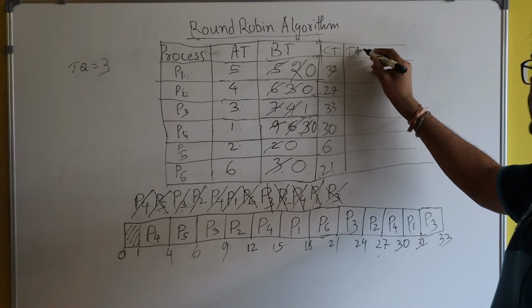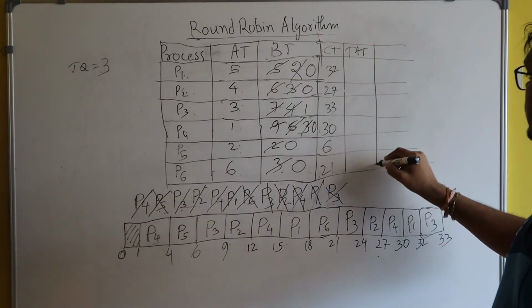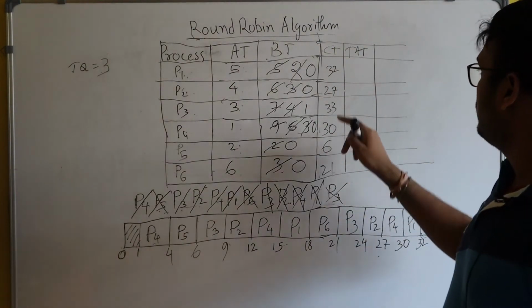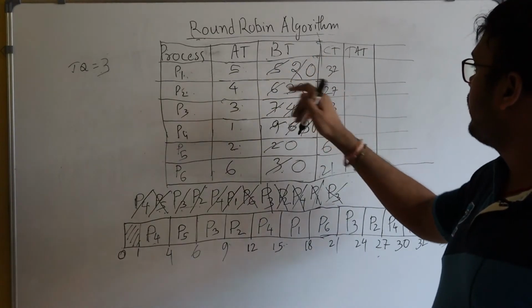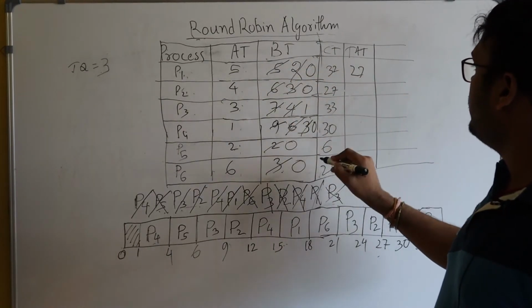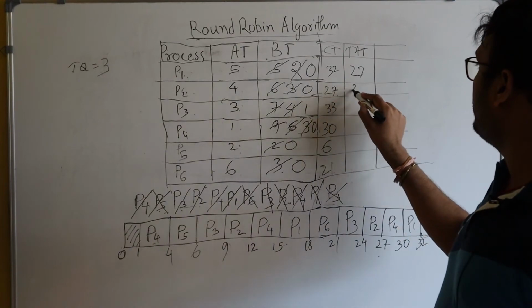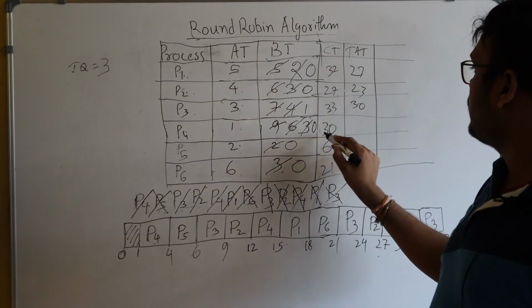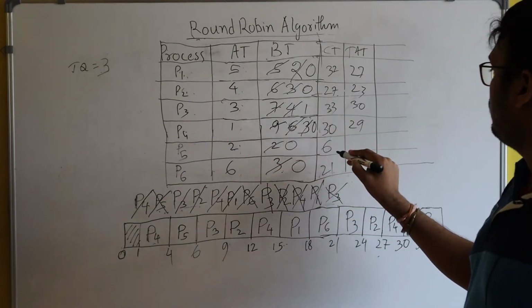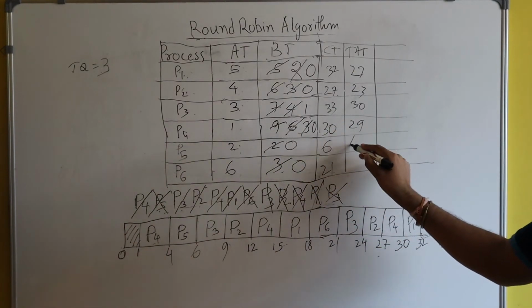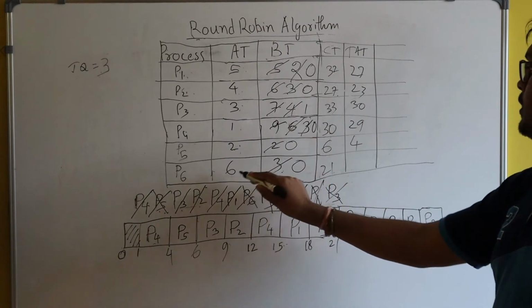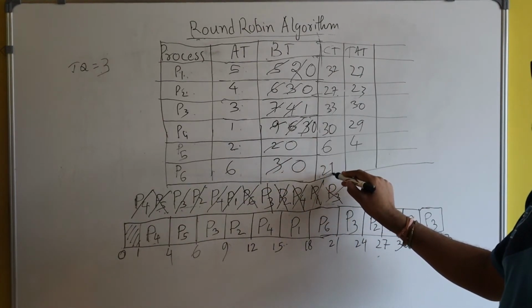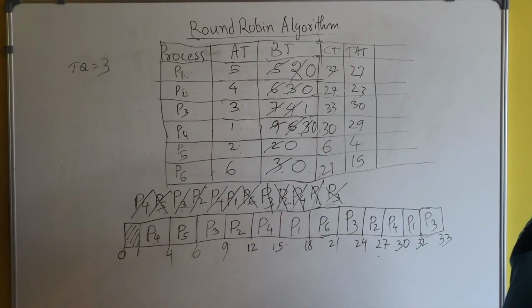Now the turnaround time is what? Completion time minus arrival time. So turnaround time for P1: 32 minus 5, 27. For P2: 27 minus 4, 23. For P3: 33 minus 3, 30. For P4: 30 minus 1, 29. For P5: 6 minus 2, 4. For P6: 21 minus 6, 15.